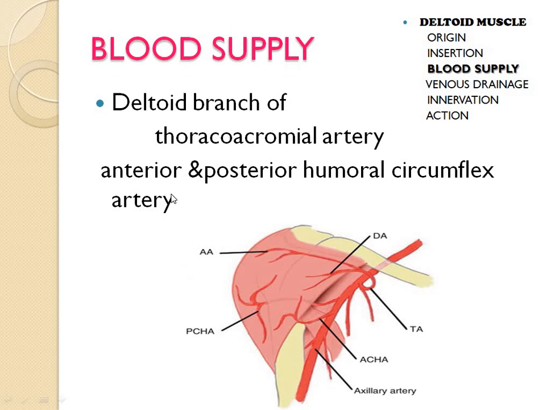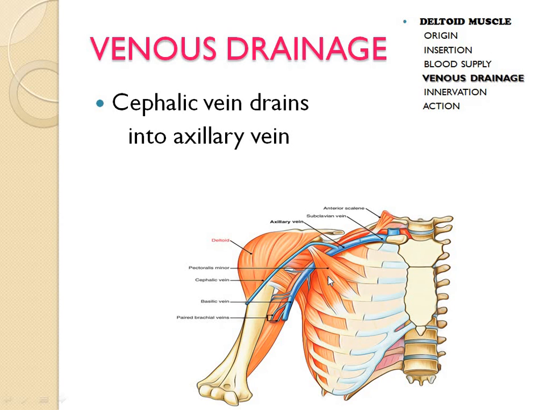Blood supply. This one is the axillary artery. The thoracoacromial artery, anterior circumflex artery, and posterior circumflex artery arise from the axillary artery. These arteries supply the oxygenated blood to the deltoid muscle. Venous drainage. The deoxygenated blood drains from the deltoid muscle by the cephalic vein, and it drains into the axillary vein.